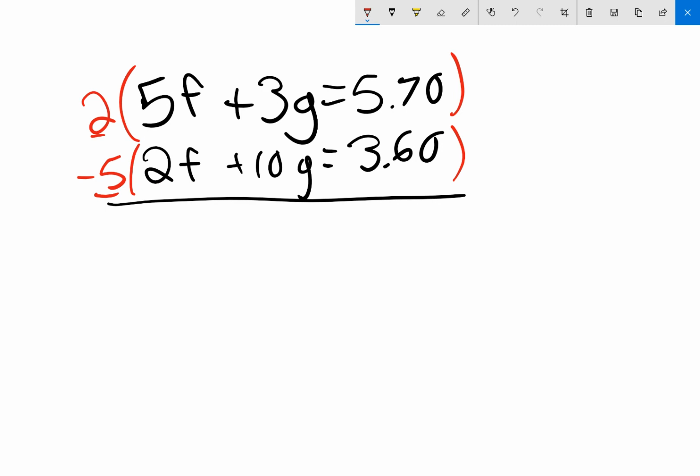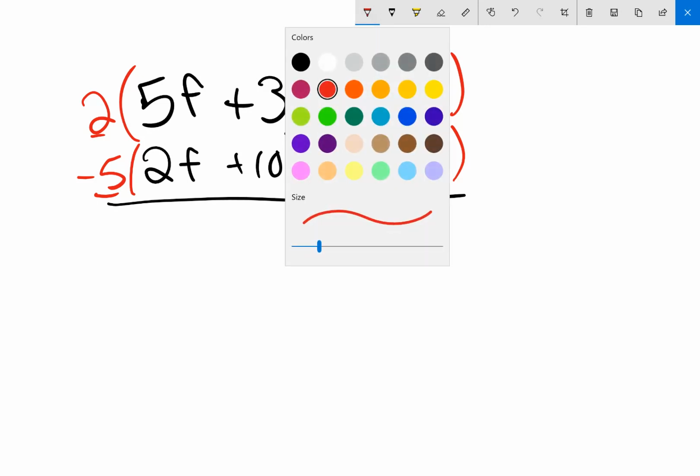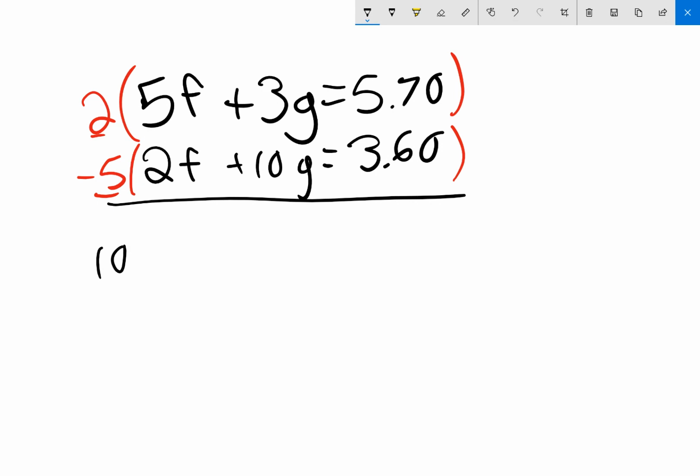All right, but I decided on 2 and negative 5 here, so let me multiply these by 2. So the top equation multiplied by 2 would become, say 2 times 5 would be 10F, 2 times 3G would be 6G, and 2 times 570 would be 1140.